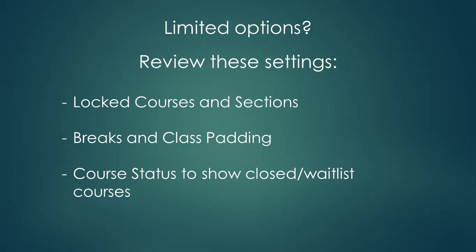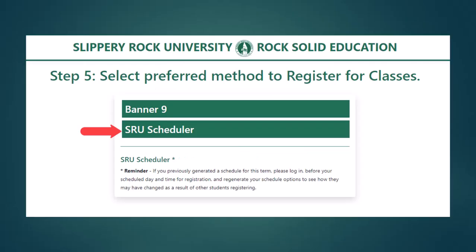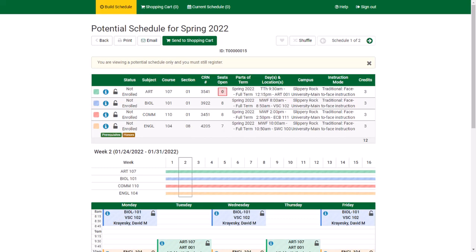If the generated schedules are very limited, consider revising or removing any of the following features or settings that may limit your results, such as locked courses and sections, breaks and class padding, or change the course status setting to show all classes. When your registration date and time have arrived, click on Step 5, Register for Classes, and select the SRU scheduler. Once you find your preferred schedule, click Send to Shopping Cart.